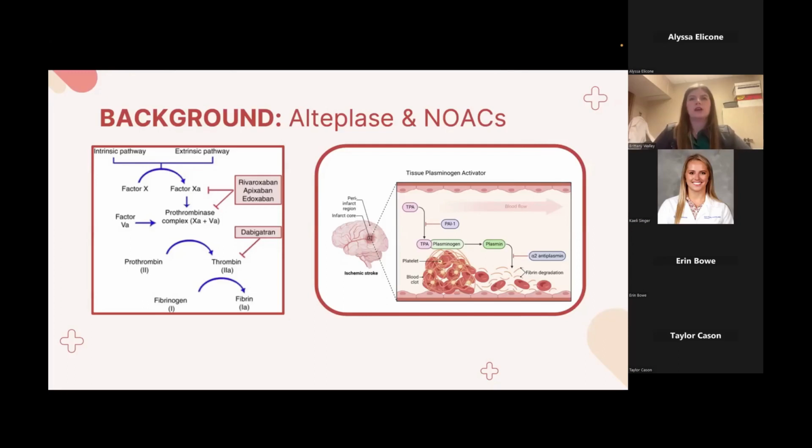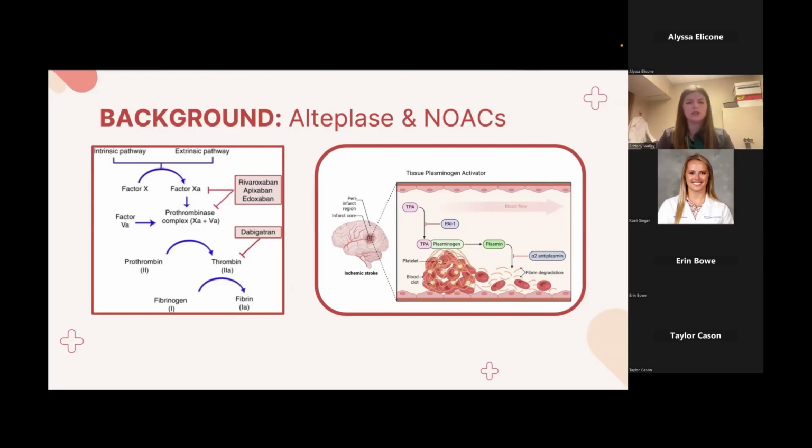Now we transition over to the thrombolytics. Alteplase and tenecteplase are generally used as the lytic agents of choice. In brief, they function as a tissue plasminogen activator, meaning that they bind plasmin, prompt its conversion to plasminogen, and facilitate fibrin degradation and subsequently clot lysis.